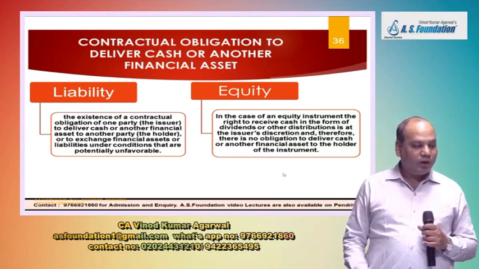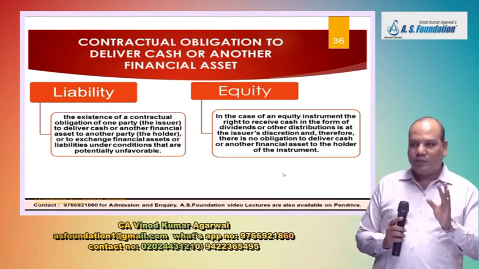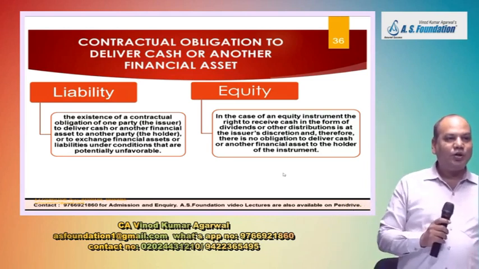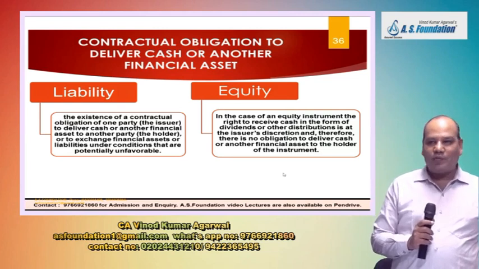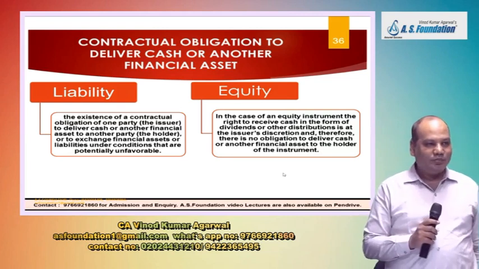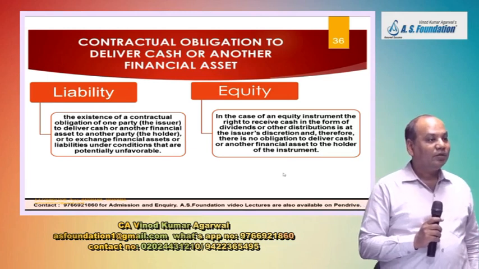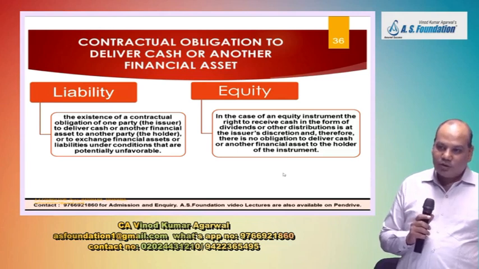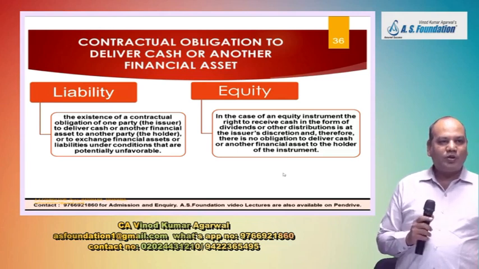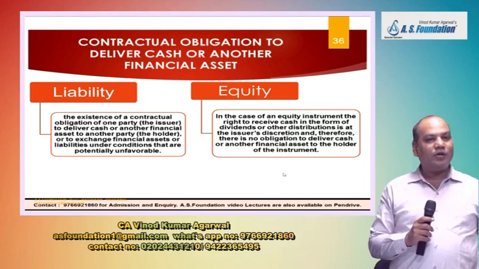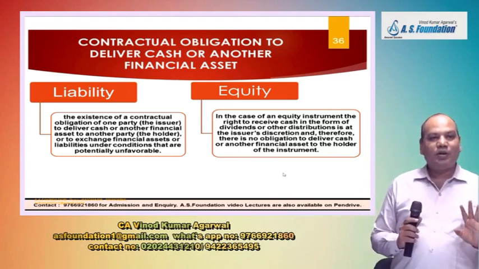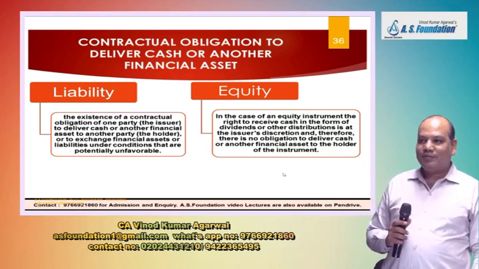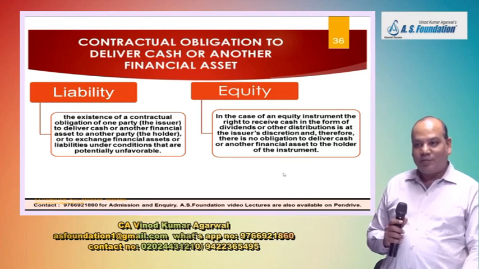So how do I identify equity? There is no obligation to deliver cash. There is no obligation to deliver financial asset. The discretion to pay interest, discretion to pay dividend, the discretion to redeem is with the entity. Then it is equity. Is it right? Suppose a question will come, I will just discuss right now. Preference share issued by the entity, but the dividend will be paid at the discretion of the entity. Equity. So preference share can be equity.